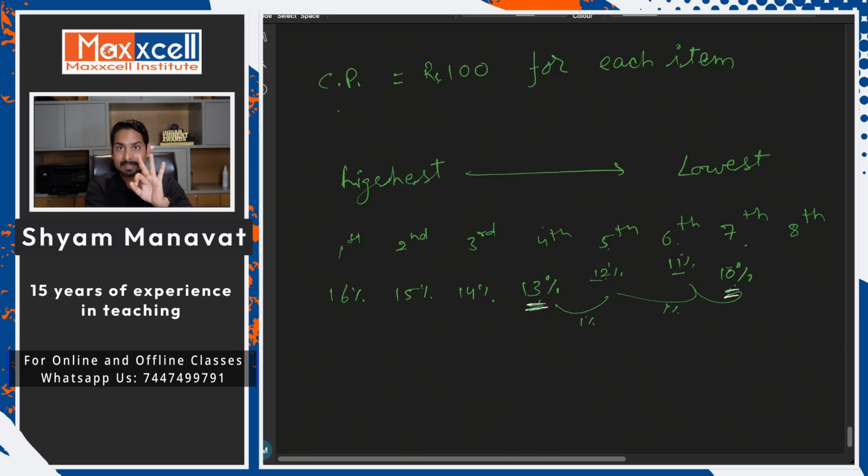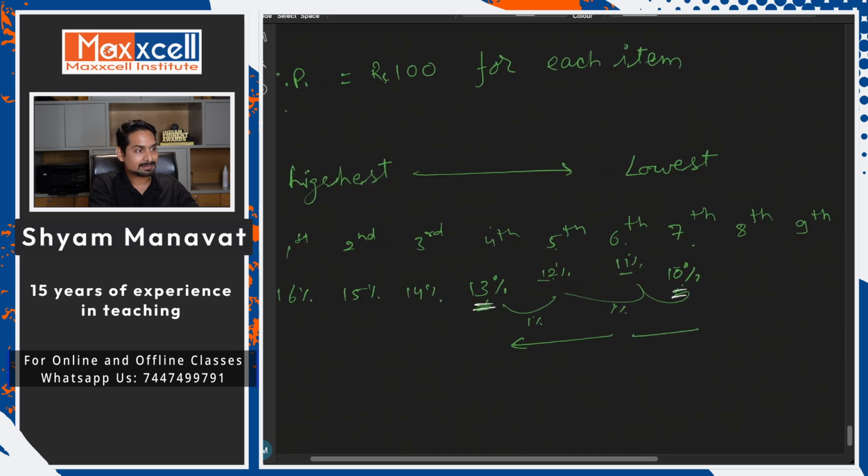Fourth to seventh, there are 3 terms, and the difference is 3%. So every term should have a 1% common difference, to keep the profit percentage in arithmetic progression. Clear? Okay. Now, accordingly, going towards the left-hand side, it is increasing. So it should be 14%, 15%, 16%, common difference 1%.